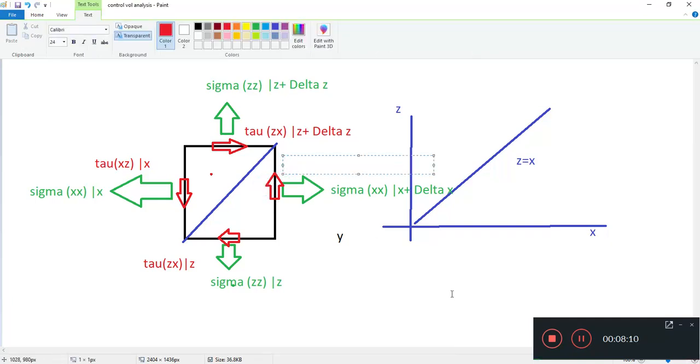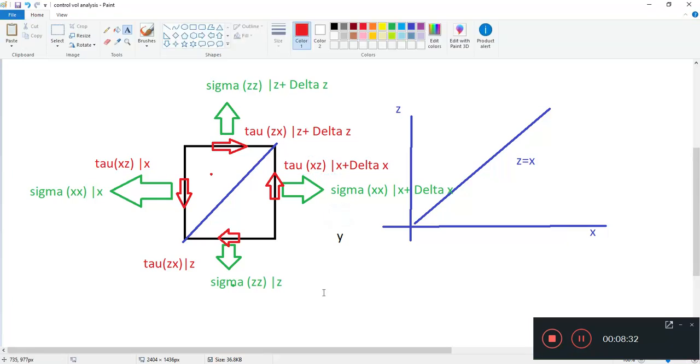So again, let's look at this fourth arrow here on the right. It's a shear stress, so we'll name it tau. Which plane is it acting on? It's acting on the plane perpendicular to the x direction, and it's pointing in the z direction. And it's going to be evaluated at x plus delta x.